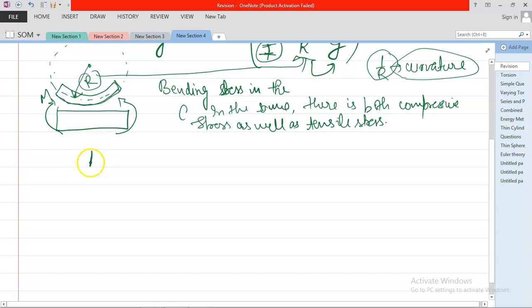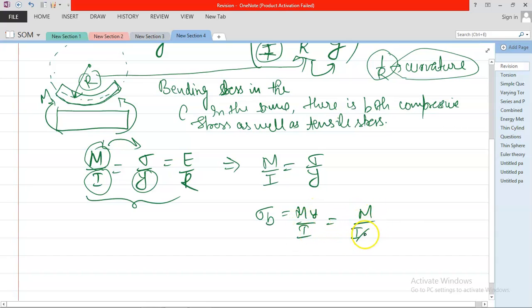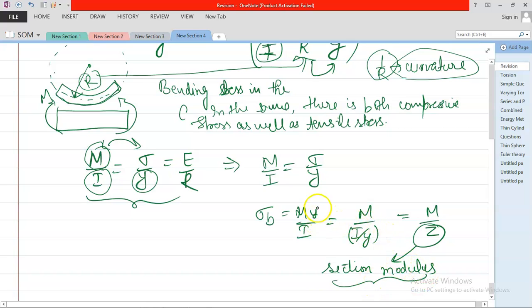Now the thing that we learned yesterday is M by I. You need to remember this because directly you can solve bending stress questions from this. Only you need to know how to find the I, how to find M, and how to find Y. M Y by I, or you can also write it as M by I divided by Y, and it will be M by Z. So I by Y, that is Z, is called the section modulus.